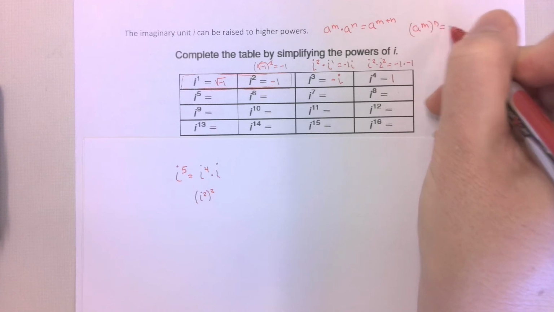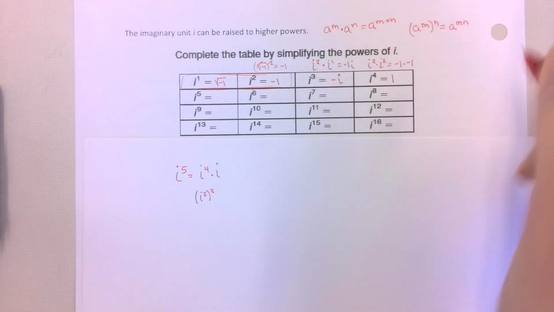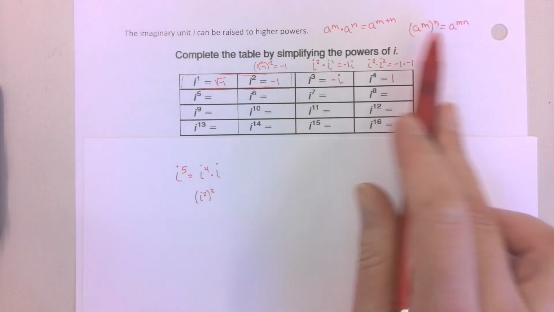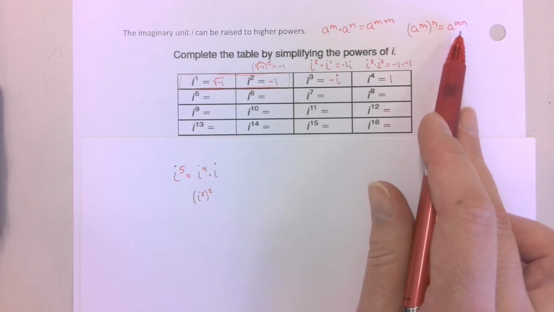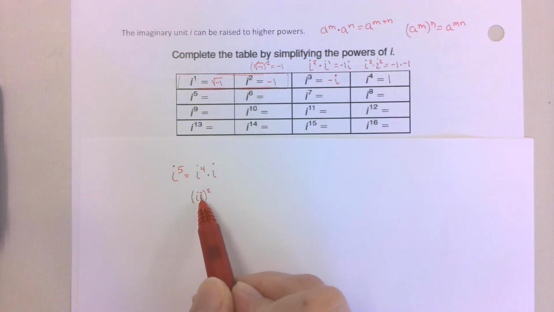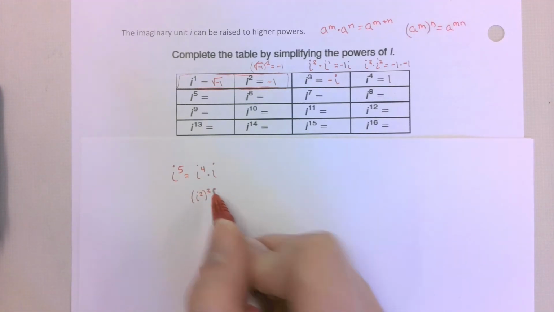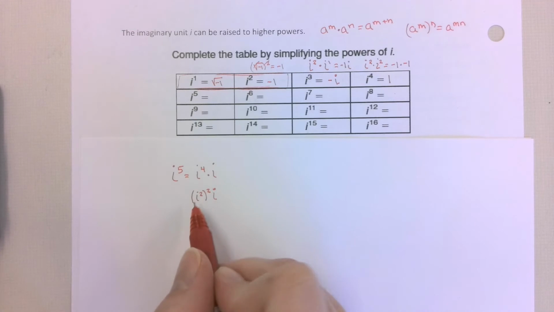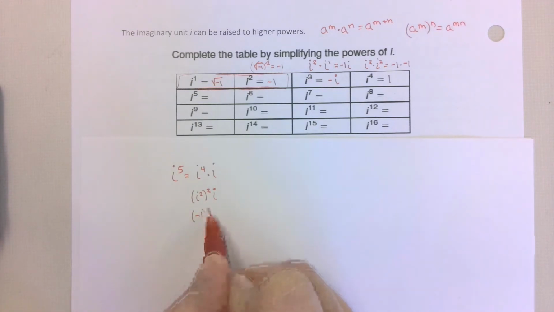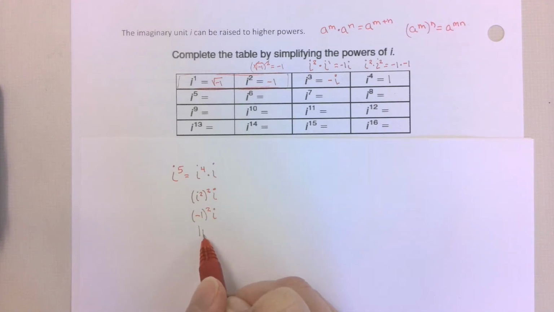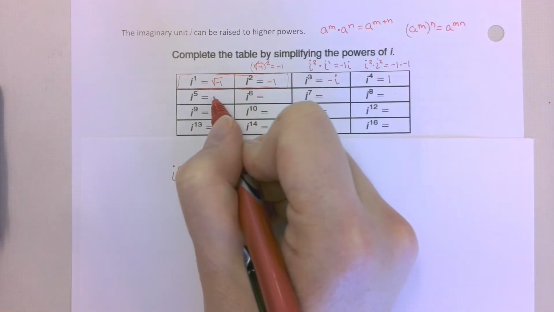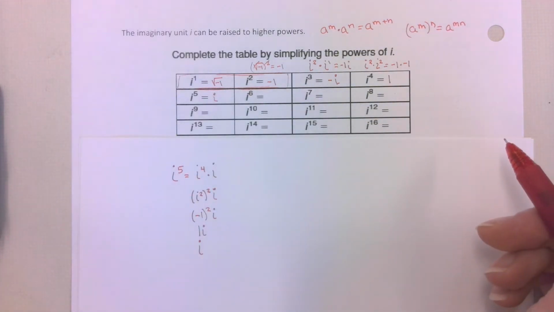So now I'm using my power property of a to the m to the n. A power raised to a power, I multiply. So I'm using this power to power rule to get multiplication. So when I have this, I have i to the 2nd, which is i to the 4th, and I still have my extra i. If I can base everything on i squared, I know that that is -1. And -1 to the 2nd will be a +1, and that just leaves me with one i, or simply i. So i to the 5th is i.